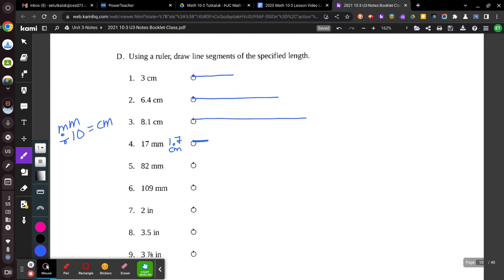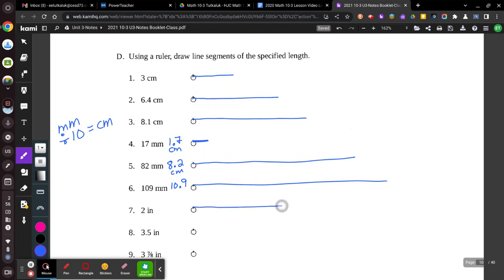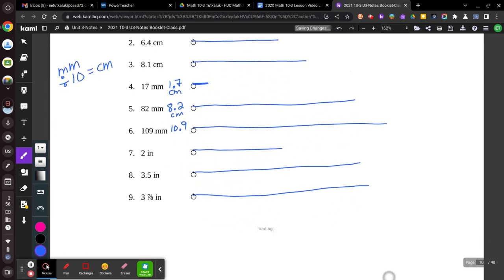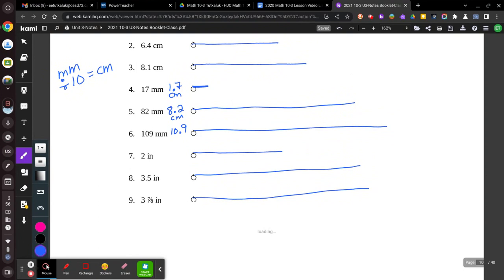So this guy's going to give us 8.2 centimeters. So he's going to be about there. This guy will be 10.9 centimeters. He'll be a bit longer. Then we get 2 inches. 3.5 inches. Almost 4 inches. And that's the wrap. The end of lesson 2.